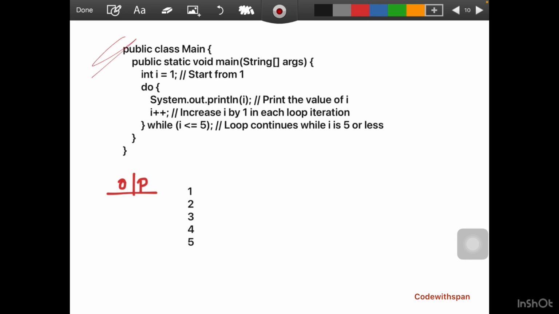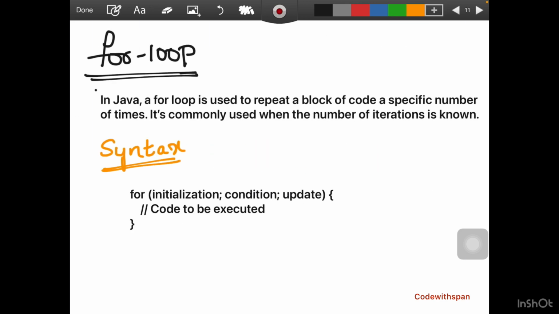This is a program using the do while loop: do System.out.println(i) while i is less than or equal to 5. This is the output. Next, the for loop.